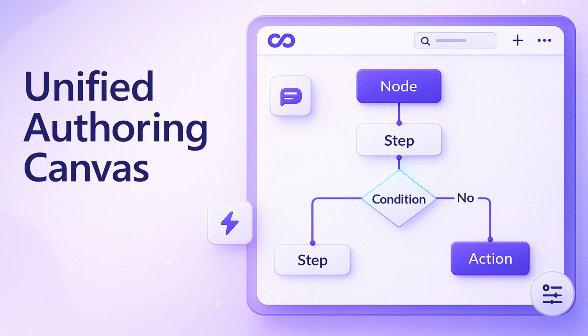The next one is authoring canvas. So it's also known as unified design. So this is where you visually design your flow. You drag steps like ask a question, call an action, condition branching, or end conversation. So all in a clean graphical interface.